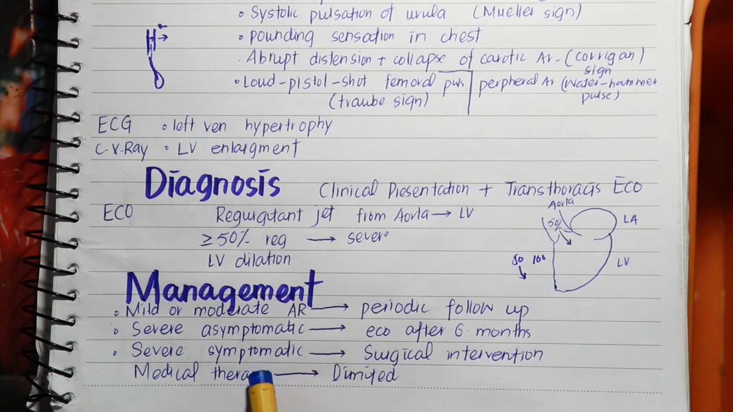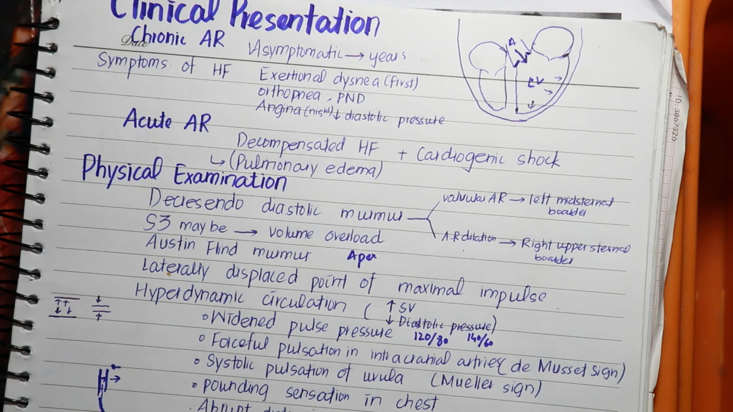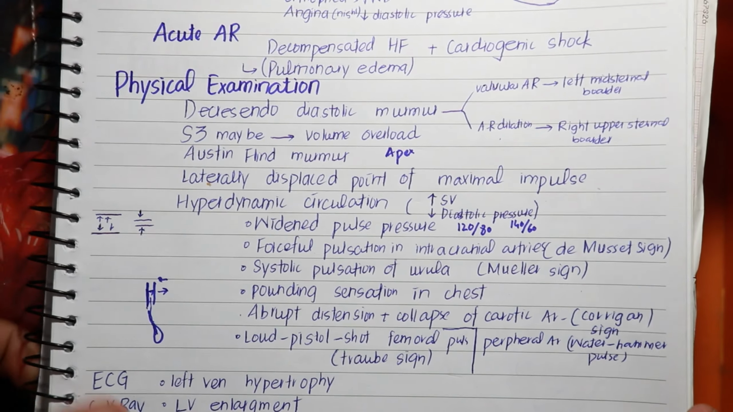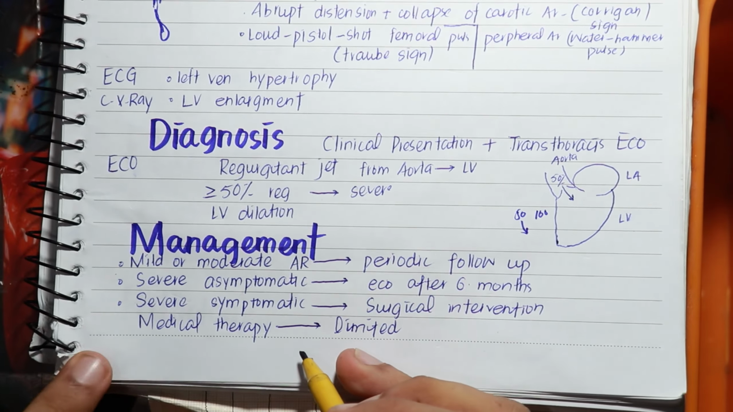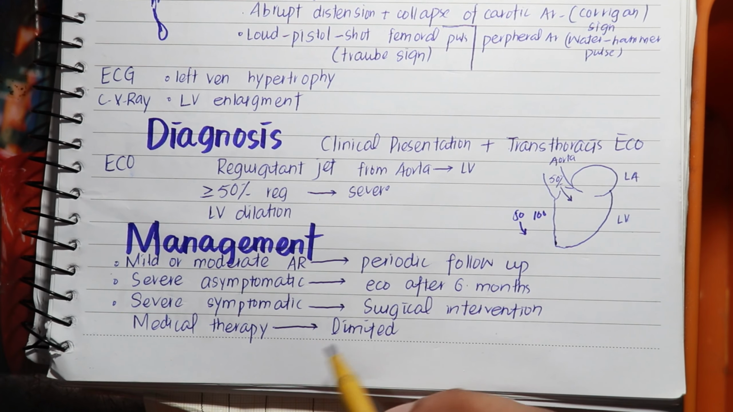In case of severe symptomatic aortic regurgitation, you will do surgical intervention like valve replacement or something else. Surgical intervention, you have to do it. Medical therapy is limited. Why? Because if the valve is damaged, you have to repair it surgically. So medical therapy is limited.